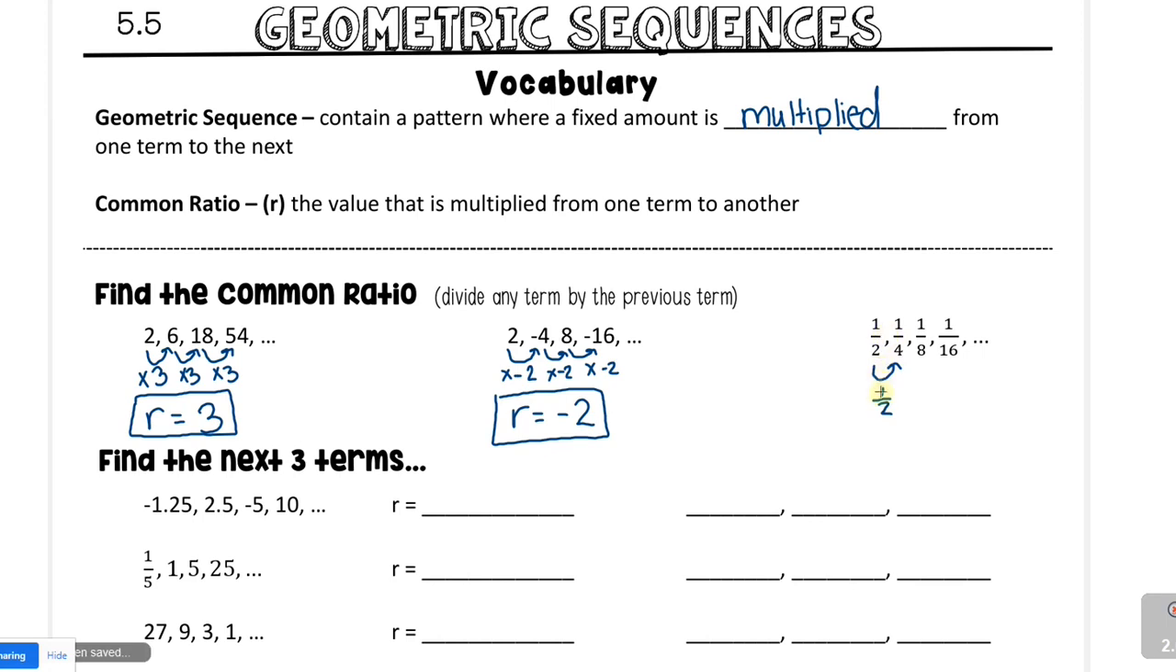Or 1/2 times 1/2 gives you 1/4, and the pattern continues on. So we're multiplying by 1/2 each time, so our common ratio is 1/2. Don't forget, when you write your common ratio, it needs to be multiplication.